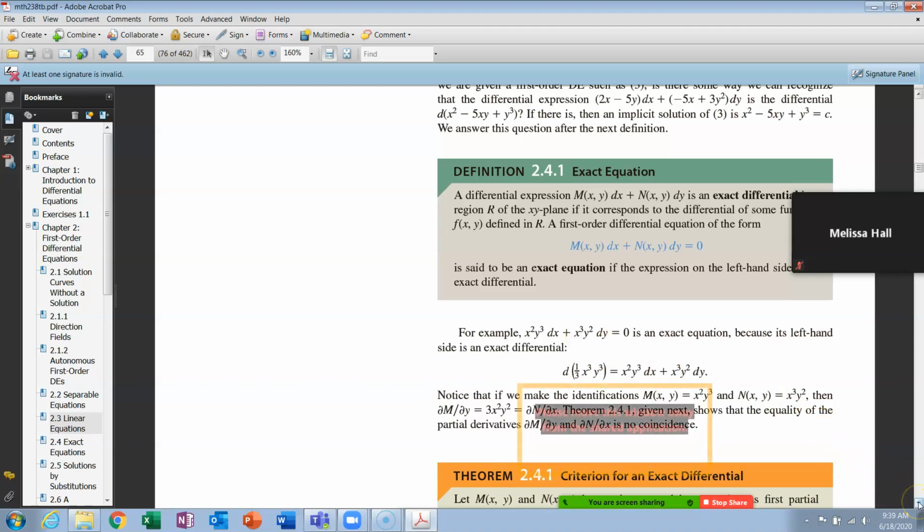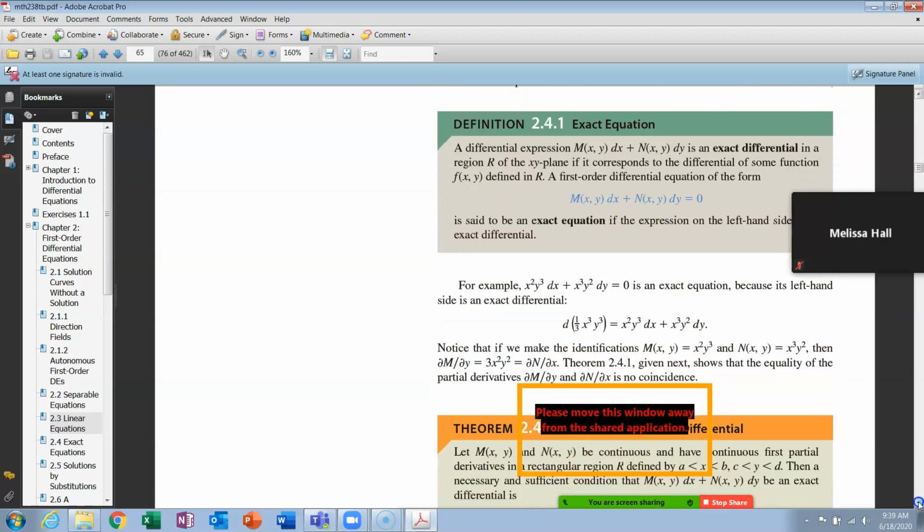Now, can you always look at them and tell like that? Not really. I can't, anyway. Maybe you can. Maybe you're far better than I am at it. Notice that if you make those identifications, your M of x,y to be that, the N of x,y to be this, that's pretty simple.